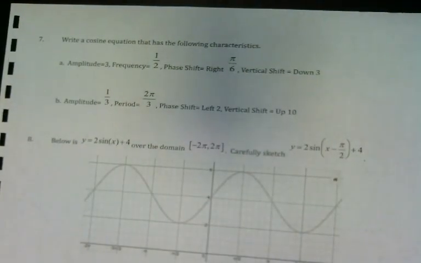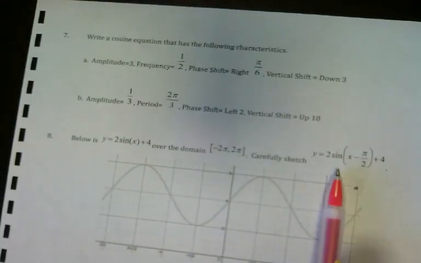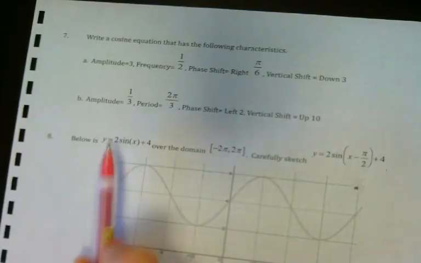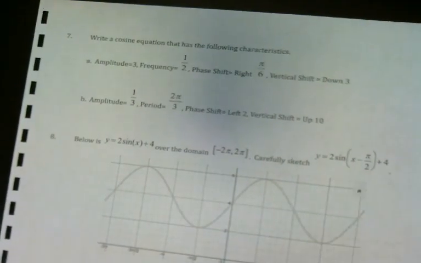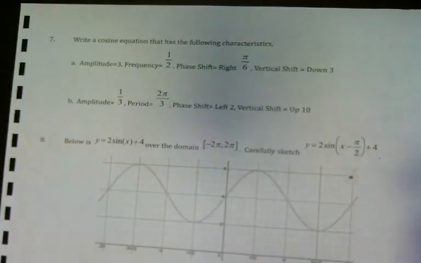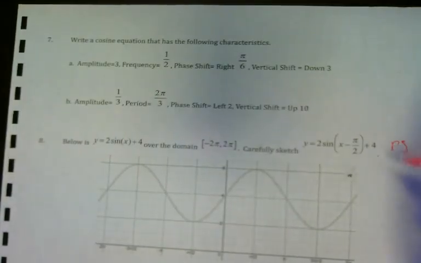Below is y equals 2 sine of x plus 4 over the domain negative 2 pi to 2 pi. Carefully sketch y equals 2 sine of x minus pi over 2 plus 4. So, it already shows us this function here. We already have our 2 sine, so our standard sine function, and then our vertical shift up 4. What's the difference between these two equations? What are we adding on for the second equation? So I already have this vertical shift, I think. So just my horizontal shift, or my phase shift, which is right pi over 2.